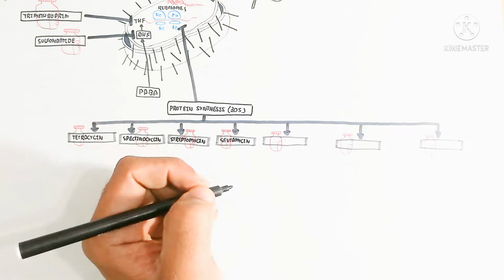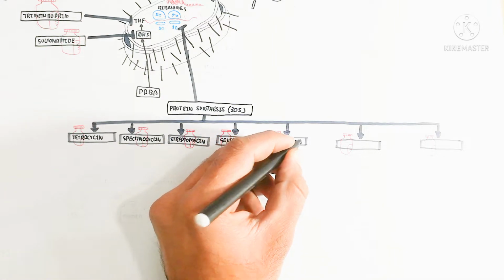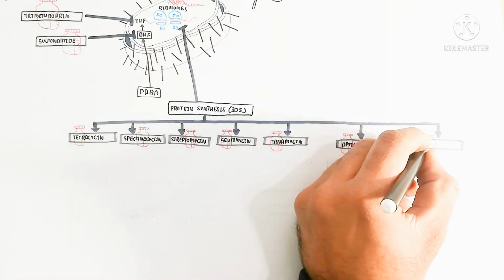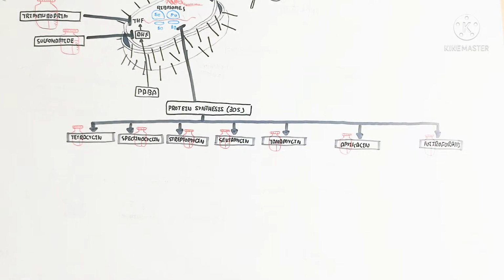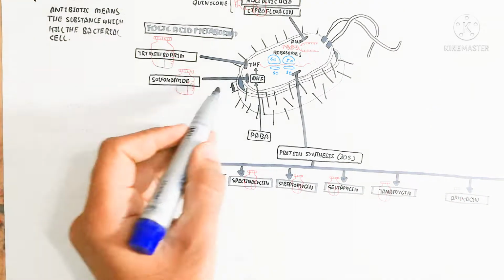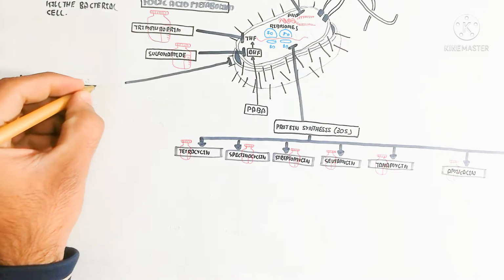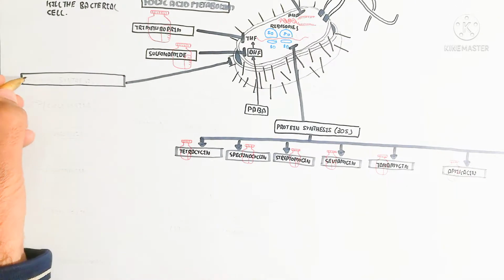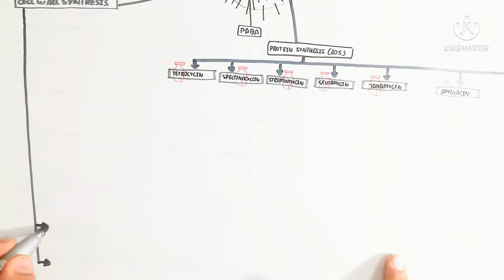different types of antibiotics: tetracycline, spectinomycin, streptomycin, gentamicin and tobramycin, as well as amikacin and nitrofurans. And another important target is cell wall synthesis inhibition.